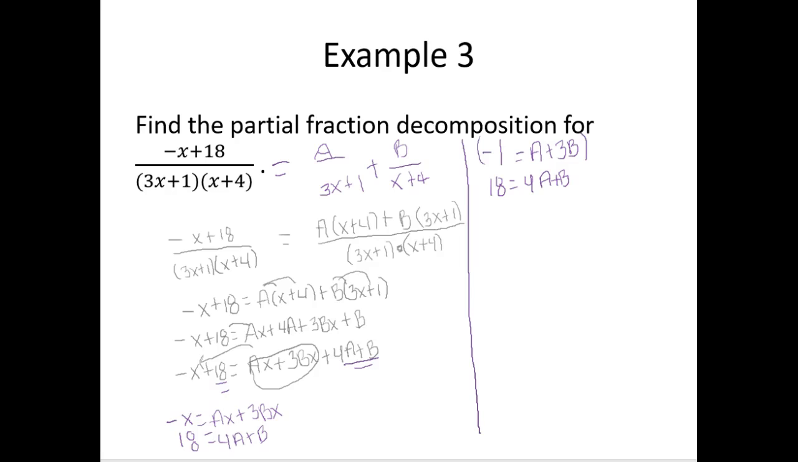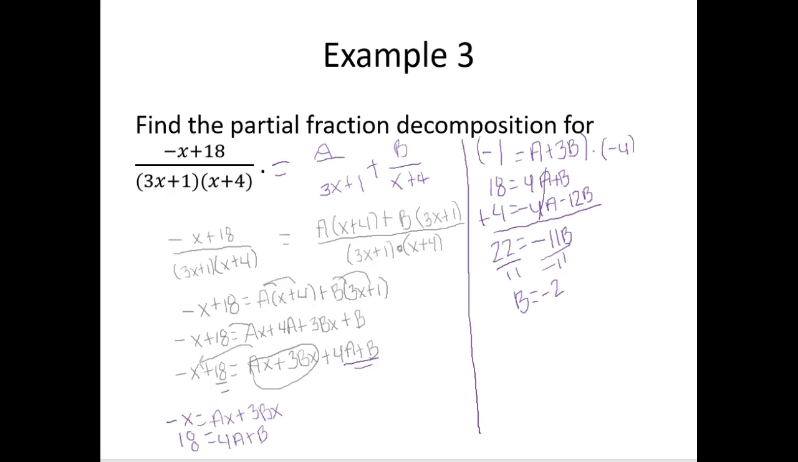So I am going to multiply the top one by negative 4. This is going to give me positive 4 equal to negative 4a minus 12b. All right. When we add these together, 18 plus 4 is going to give me 22. The a's will cancel, and then positive b and negative 12b is going to give me negative 11b. So if we divide by negative 11, we find out that b is equal to negative 2.